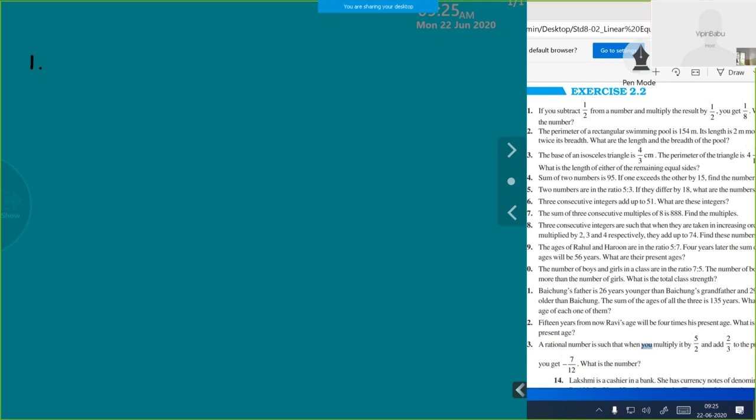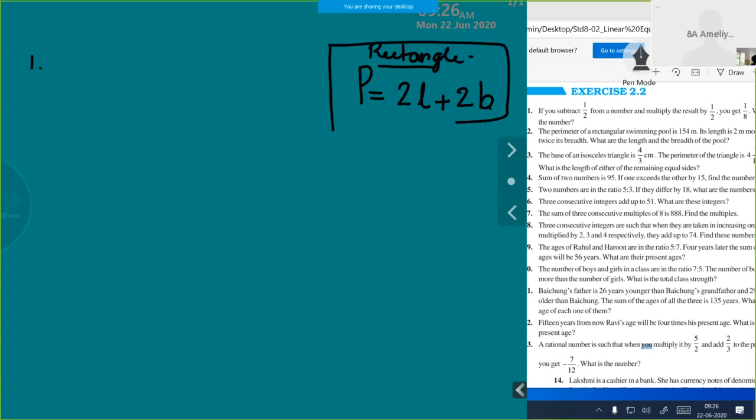So here the question says that the perimeter of a rectangle. Do you remember how do we get the perimeter of a rectangle? Perimeter formula is 2 length plus 2 breadth. Please note down this formula. Those who forgot, rectangle perimeter is this. This we need it, okay?